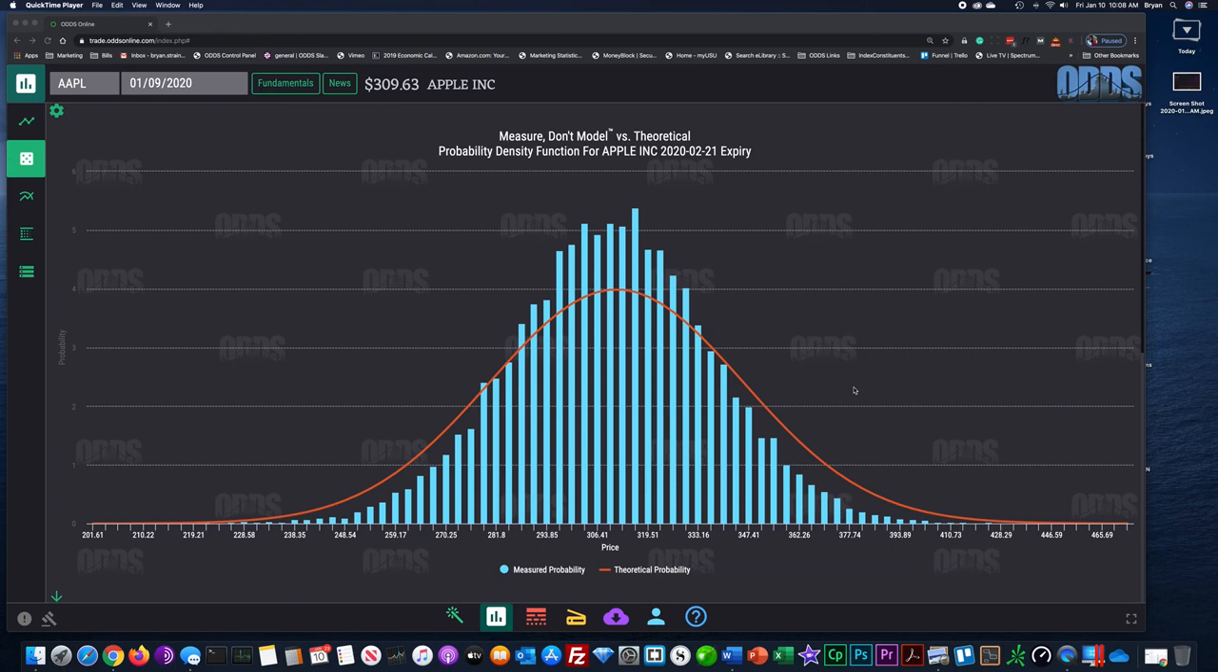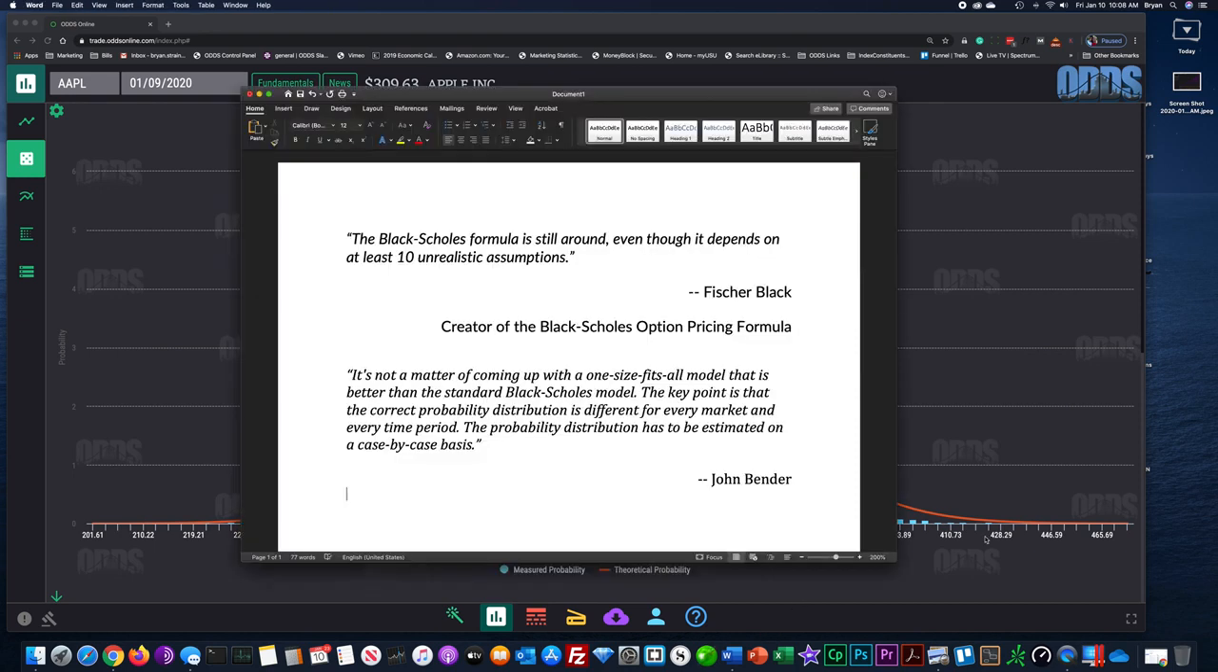Now, there are some unrealistic assumptions, and we talked about it when Fischbach said the model depends on at least 10 unrealistic assumptions. One of those unrealistic assumptions was that the future stock price would be normally distributed. Since Odds Online has the data and it resides on a custom-designed supercomputer, it does not have to make the expectation that the data will be normally distributed. We can determine the stock price's actual distribution and use that data to determine the fair value for every option. We call this Fischbach option value, or FOV for short.